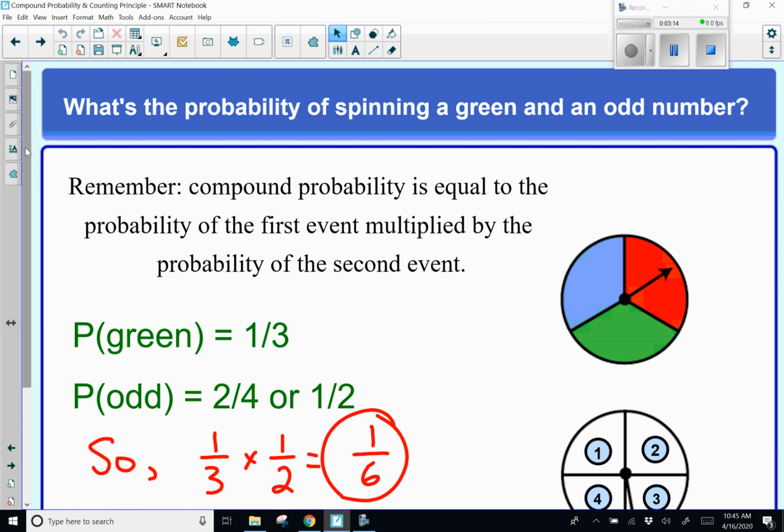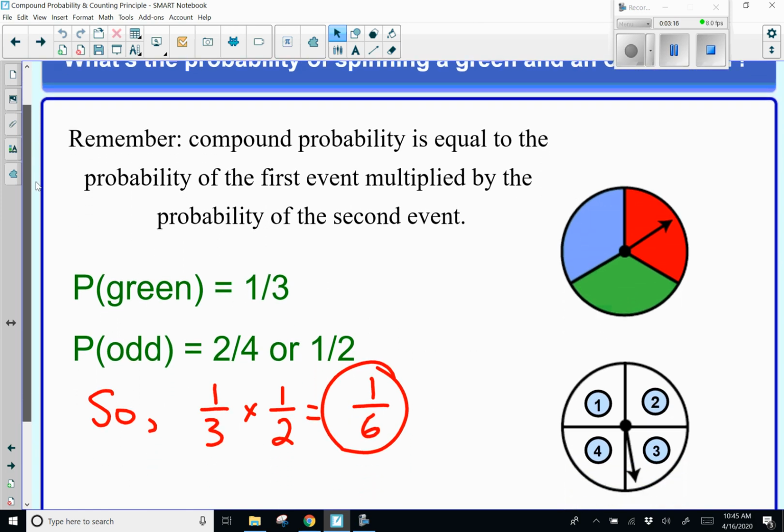Okay, what is the probability of spinning a green and getting an odd number? Remember, compound probability is equal to the probability of the first event multiplied by the probability of the second event. So the probability of a green, well, there's 3 sections on the spinner, so the probability of green would be 1/3. And the probability of an odd number, well, your odd numbers are 1 and 3, so that would be 2 out of 4, which simplifies to 1/2. So to find the compound probability of both events, you're just going to multiply your 2 probabilities together. So 1/3 times 1/2 equals 1/6.